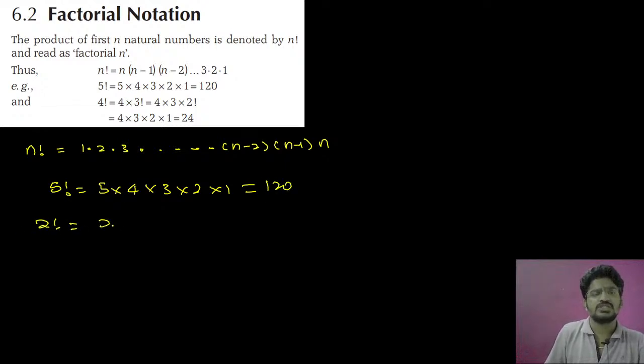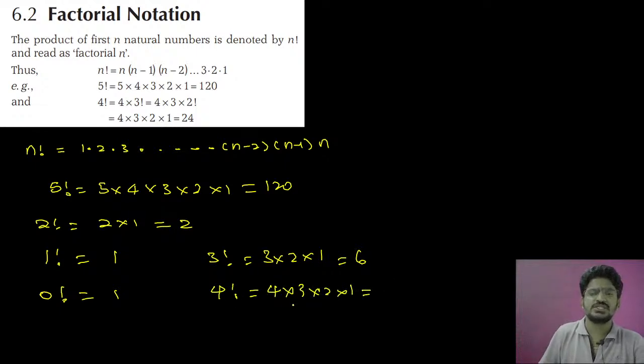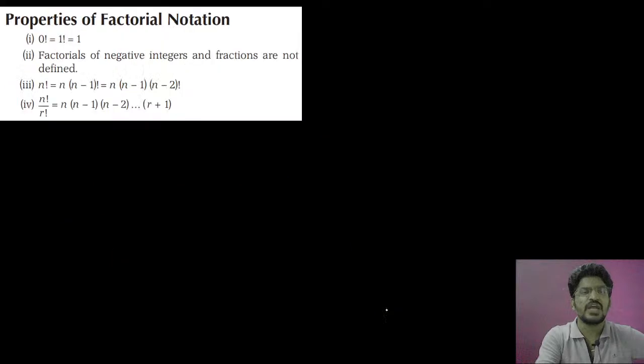2 factorial means 2 into 1, that is 2. 1 factorial means 1. 0 factorial means 1. 3 factorial means 3 into 2 into 1, that is 6. 4 factorial means 4 into 3 into 2 into 1, that is 24. Okay. So this is all about your factorial notation. The consecutive multiplication of n natural numbers is called factorial.